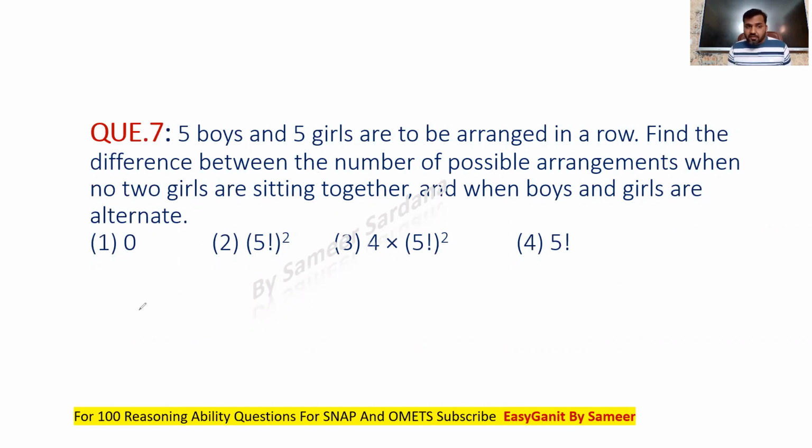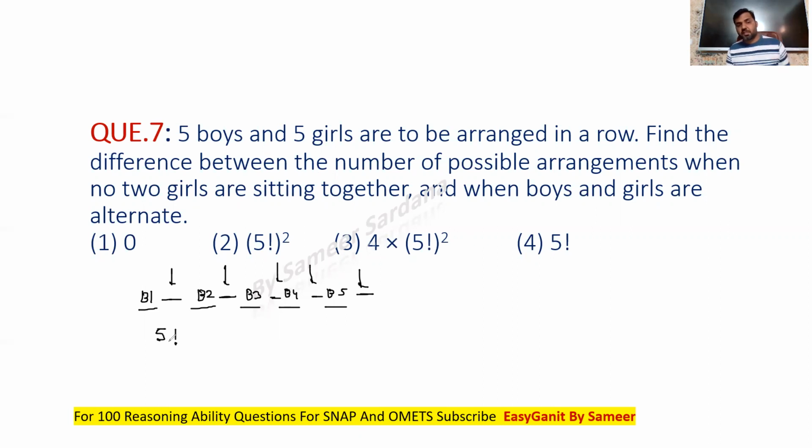Okay, see guys, if 5 boys and girls are supposed to be alternate, the funda is very simple. If they have to be alternate, first I will arrange the boys, right? B1, B2, B3, B4, B5. In how many ways I can arrange the boys? It can be done in 5 factorial. Because I want boys and girls to be alternate, now I'll ask the girls to sit between these spaces between the boys, right? How many spaces I have? 1, 2, 3, 4, 5. 5 spaces, 5 girls. It can be done in 5 factorial ways.